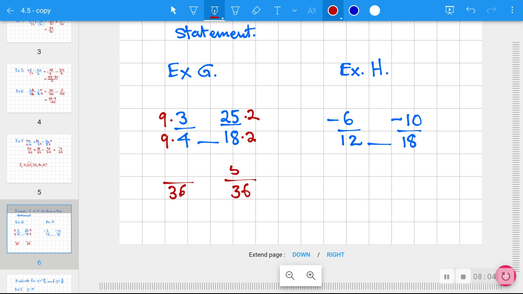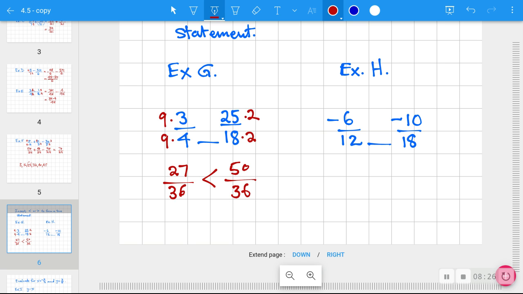So we get 50 on this one and 27 on this one. So I think it's pretty obvious that 50 is greater than 27, or the other way around, 27 is less than 50. But you can only make that comparison when they're dealing with the same size pieces, in other words, 36ths.